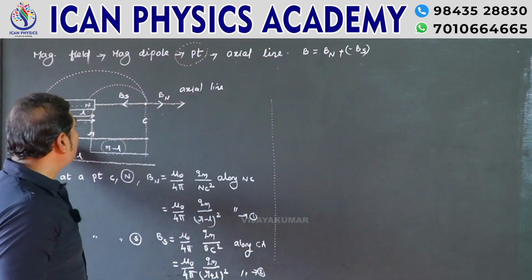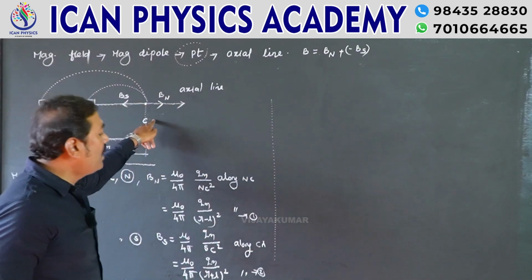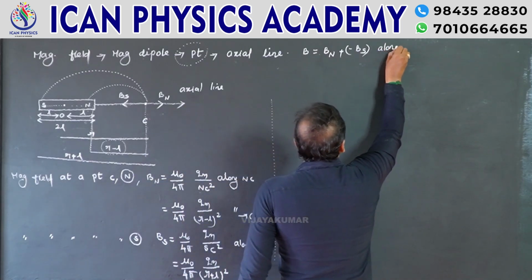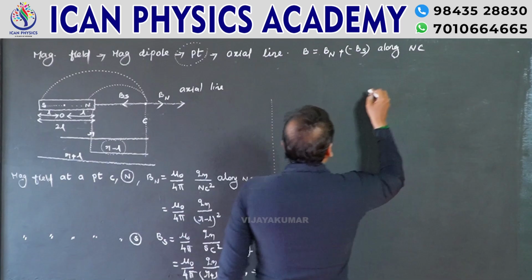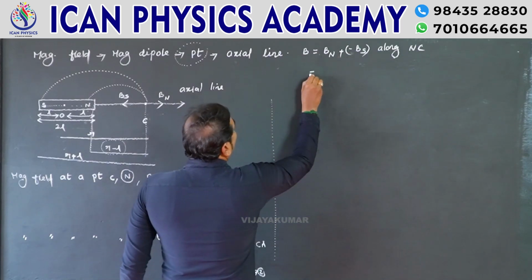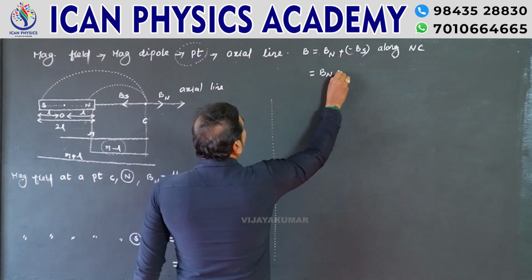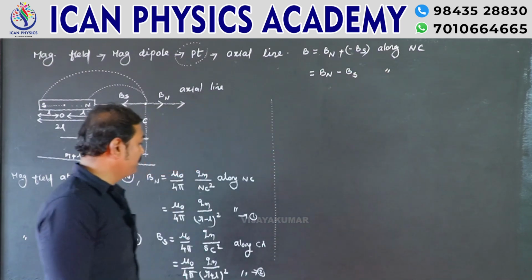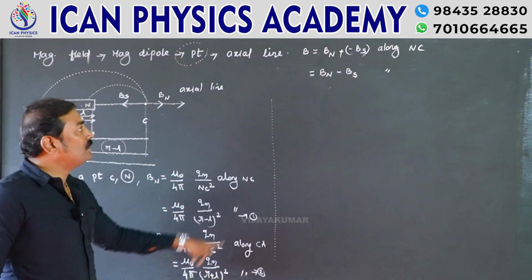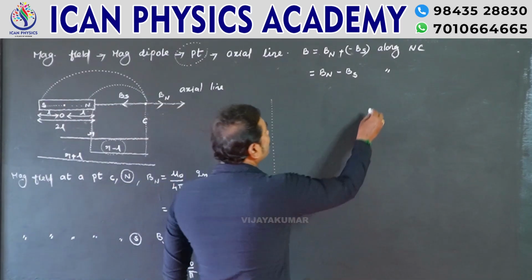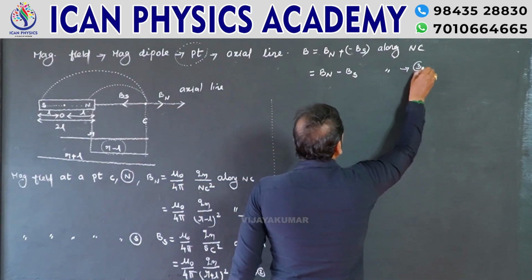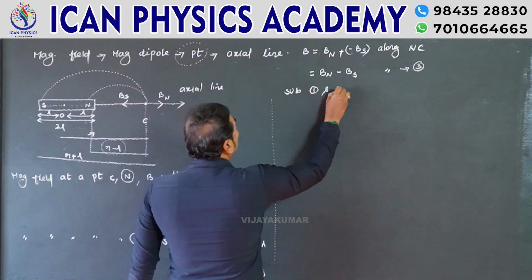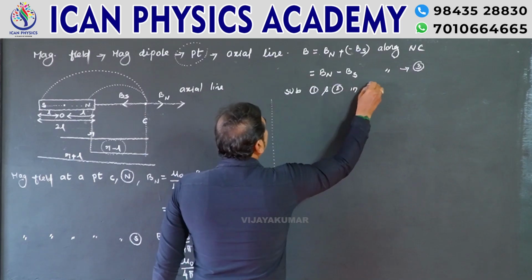அப்ப இந்த நெட் மேக்னெட்டிக் ஃபீல்ட் அப்படிங்கிறது எங்க இருந்து எங்க வரைக்கும், along NC. ஓகே, இப்ப பிளஸ் இன்டு மைனஸ் என்னையா மைனஸ், so Bn minus Bs along NC. Now substitute 1 and 2 in 3. Suppose இதை எப்படி எடுத்துக்கலாம், நம்ம 3 ன்னு எடுத்துட்டோம் அப்படின்னா substitute 1 and 2 in 3.